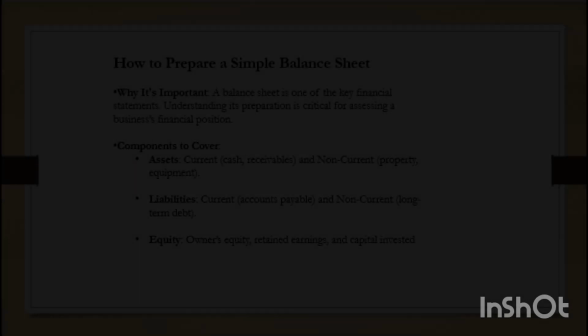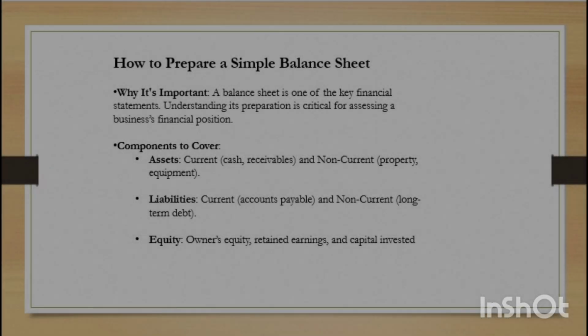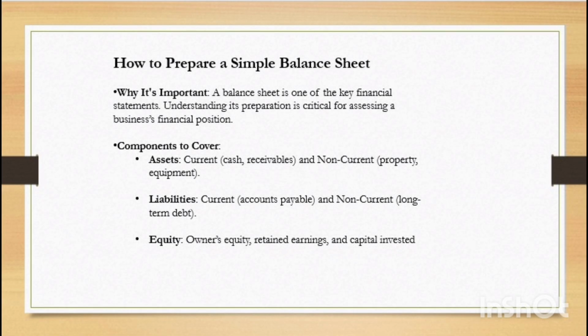Now that we understand the differences, let's take a look at how to prepare a balance sheet, a crucial financial statement. The balance sheet shows a company's financial position at a specific point in time. It lists asset, liabilities and equity. The balance sheet follows the equation asset equals to liability plus equity. Let's say your bakery has 2 lakh in asset, 50,000 in liabilities and 1 lakh 50,000 in equity. This balance sheet show the company's total assets are financed by 50,000 in debt and 1 lakh 50,000 in owner's equity.